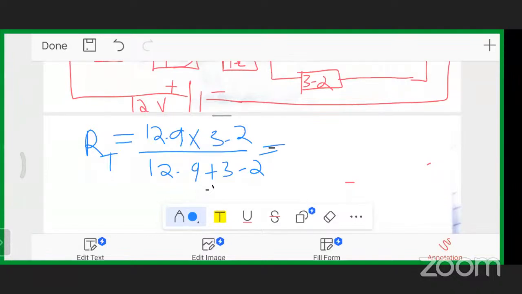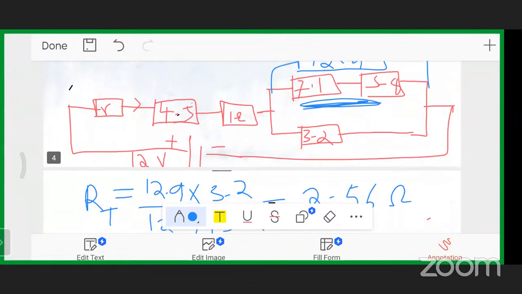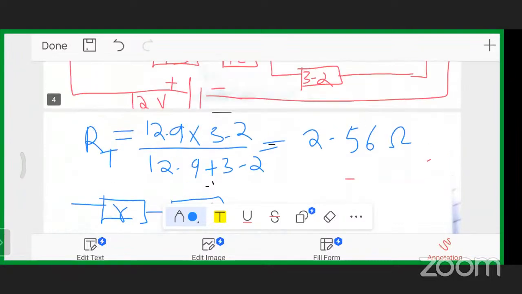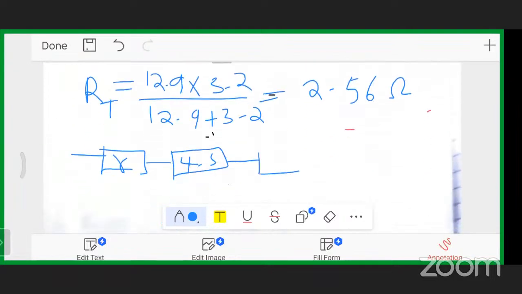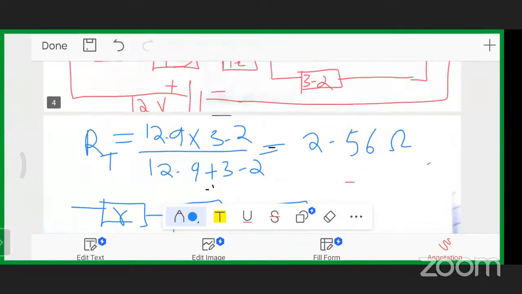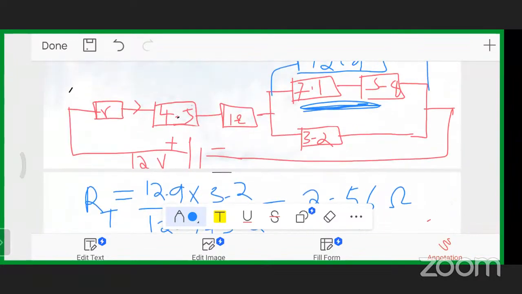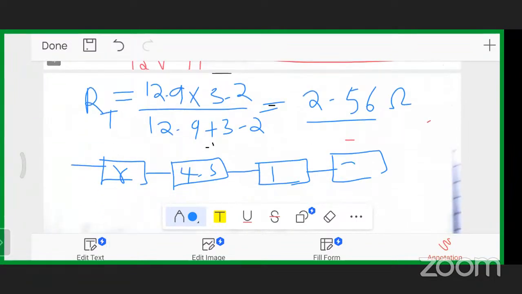somebody can do them quickly so that we finish up. 2.56. So 2.56 ohms. So if you are to redraw, let's try to redraw this structure. It will look like this. We'll have the unknown R there. Then the next one will be 4.5. Then the next one will be 1. Then the next one will be the total that we have just obtained. Remember the whole of this one, we have reduced it to be 2.56. So 2.56, that's the reduced one.